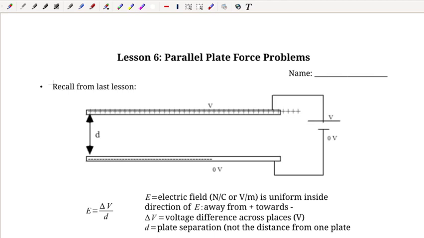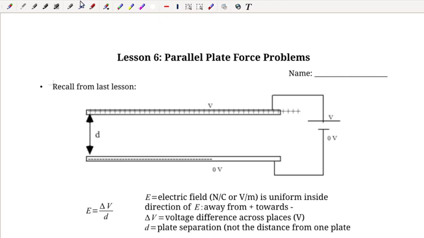So remember from the last lesson, we had this system where we charged our parallel plate so that usually one plate is positive and the other plate is neutral, although we refer to it as a negative plate because it's got a lower charge or lower voltage than the positive plate. And in between there, we create an electric field measured in newtons per coulomb or volts per meter that is uniform, meaning the same everywhere inside the plate.